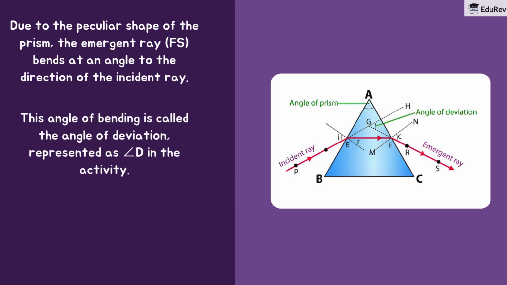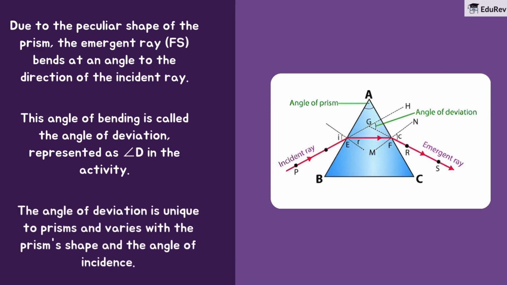This angle of bending is called the angle of deviation, represented as angle D in the activity. The angle of deviation is unique to prisms and varies with the prism's shape and the angle of incidence.